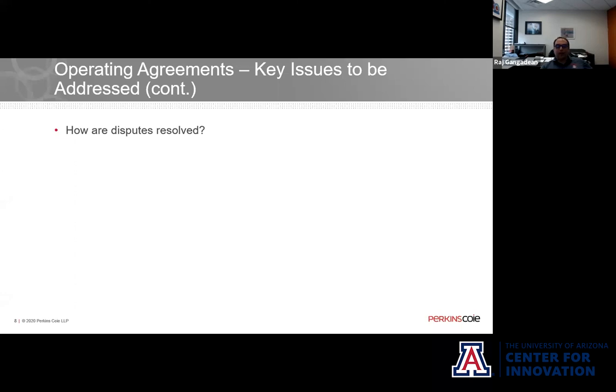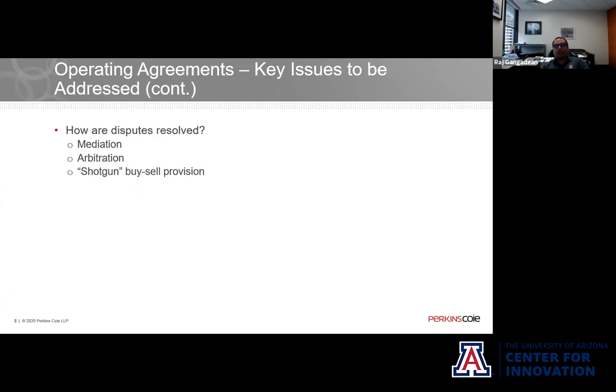Another key issue is how disputes are resolved. There's always a possibility for disputes in an LLC, and there's a number of ways you can address those. Often I like to include what's called a mediation provision that says before somebody goes running off to court or to an arbitrator, they have to engage in non-binding mediation, where a third party comes in and tries to help the parties work through the dispute. Sometimes you have an arbitration provision. Instead of going to court, people sometimes prefer to engage in arbitration to resolve disputes.